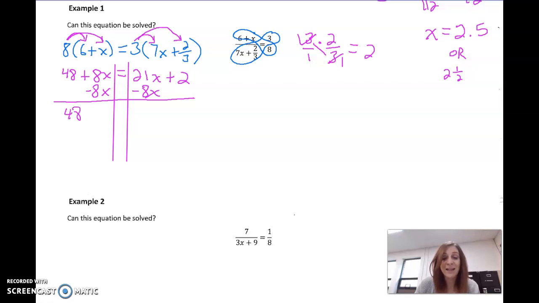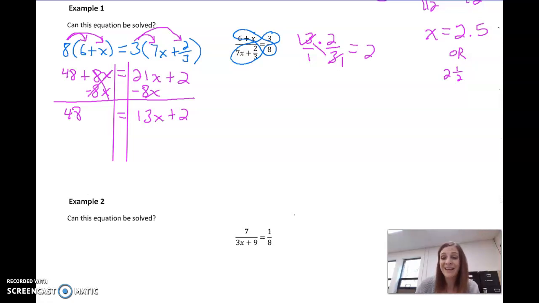If I have 8 x's and I combine it with a negative 8 x's, that's gone. 0 x's. No x's. Equals, if I combine 21 x's with a negative 8 x's, or 21 x's minus 8 x's, that's 13 x's plus 2. Now I have a two-step equation with an x term. So now I'm solving for this x.